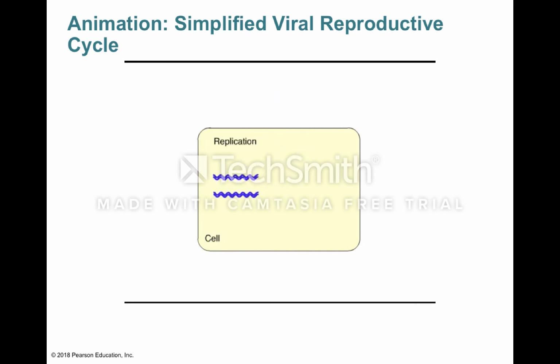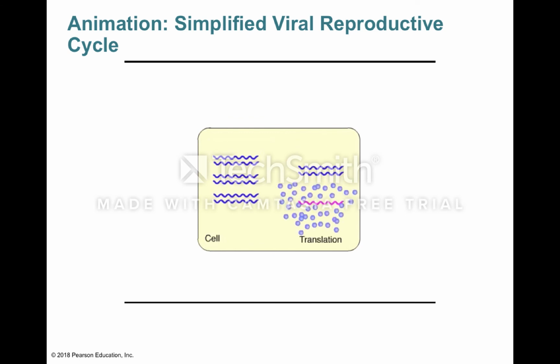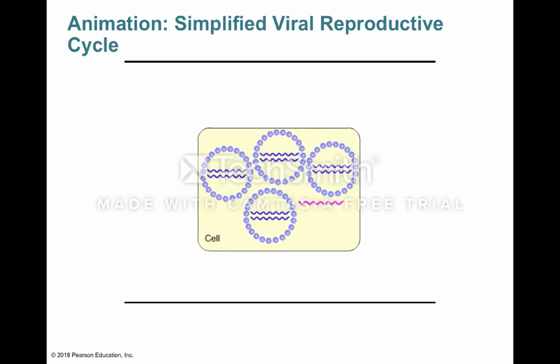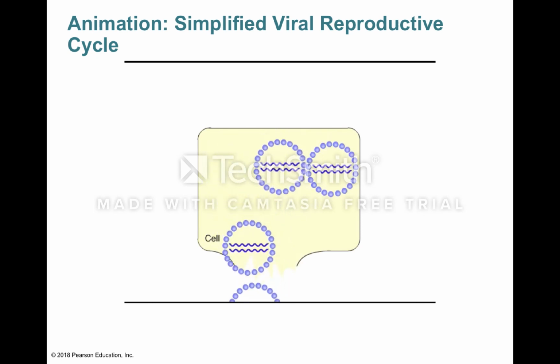The viral DNA uses nucleotides and enzymes of the host cell to replicate itself. The viral DNA then commandeers other host cell materials and machinery to transcribe its genes into messenger RNA and translate the RNA message into capsid proteins. Viral DNA and capsid proteins then assemble into new viruses. Mature viruses leave the host cell, often destroying the cell in the process.